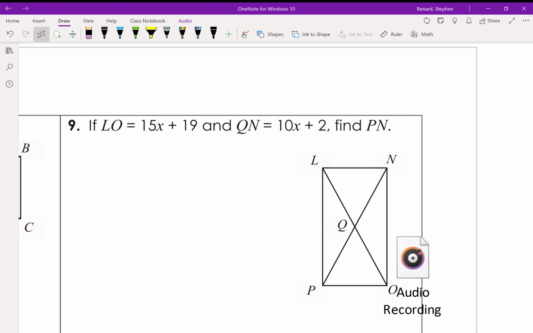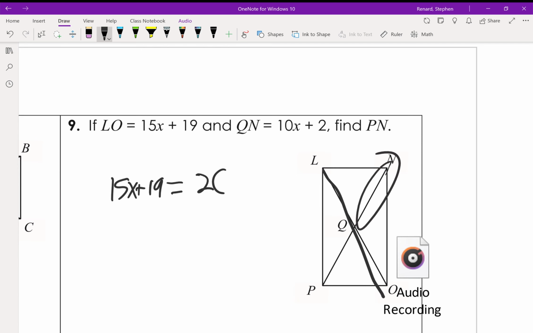Here, notice you have LO, which is right here, which is 15x plus 19. But careful, because they only give you QN over here, which is going to be half that. So in order to make them equal to each other, we need to double this one. 15x plus 19 equals 20x plus 4. That gives me 5x over here, minus 4.